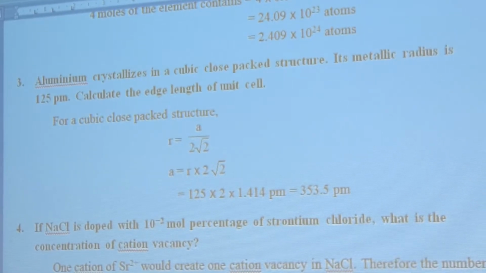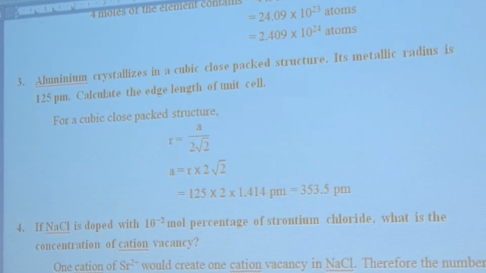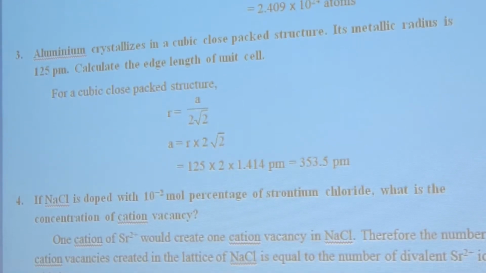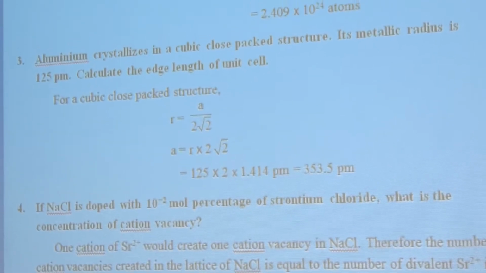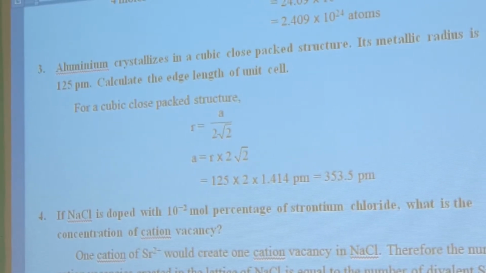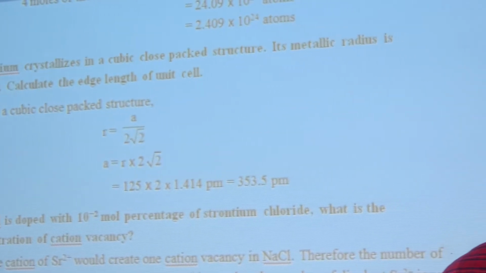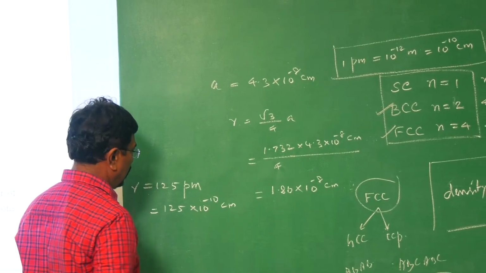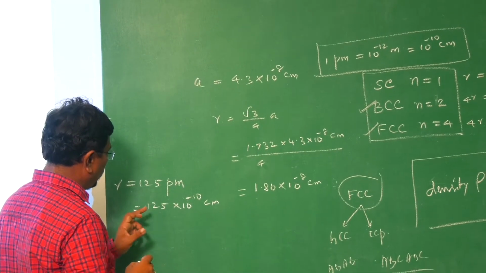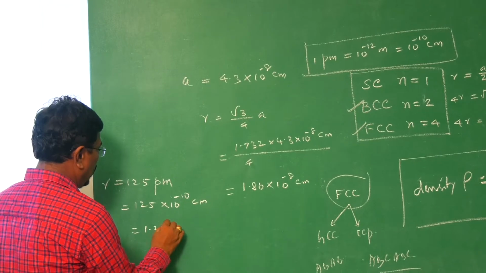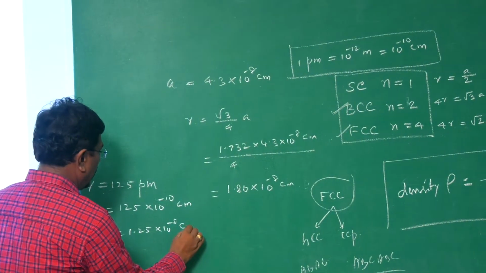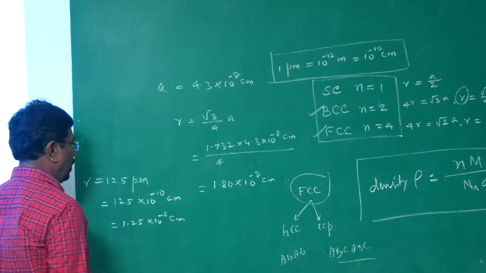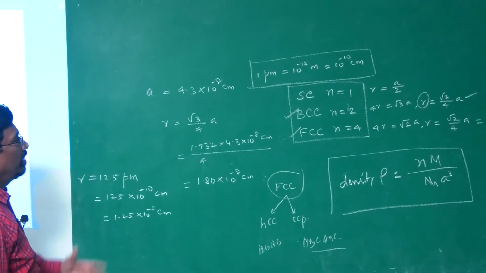They are given the metallic radius. As I said earlier, radius is given in picometer. R is equal to 125 picometer, which is equal to 125 into 10 power minus 10 centimeter. If you want to convert into a 1 digit number, it will be 1.25 into 10 power minus 8 centimeter. Because I have divided it by 100, it has to be multiplied by 100. Therefore, 10 power minus 8 centimeter. R is given. A is asked.